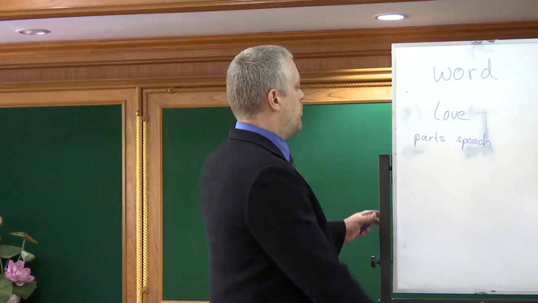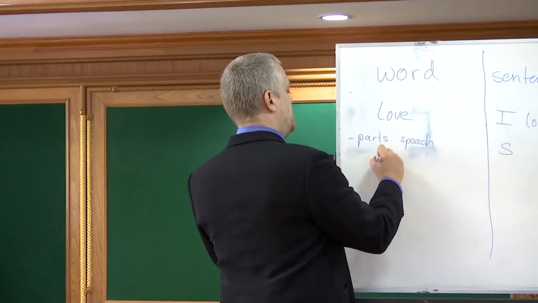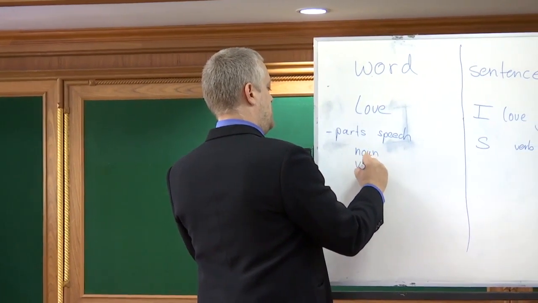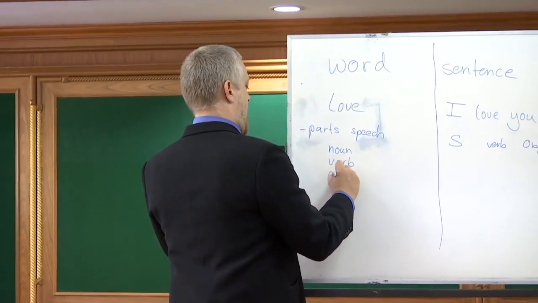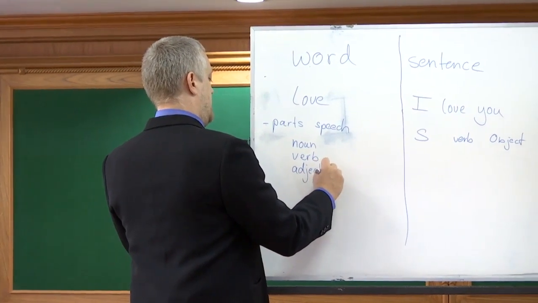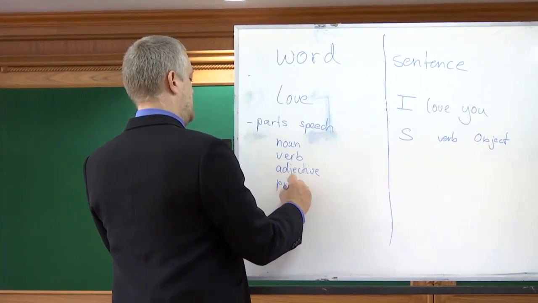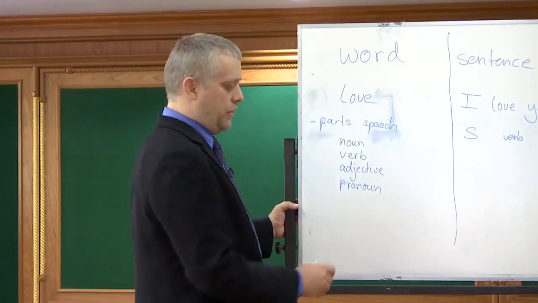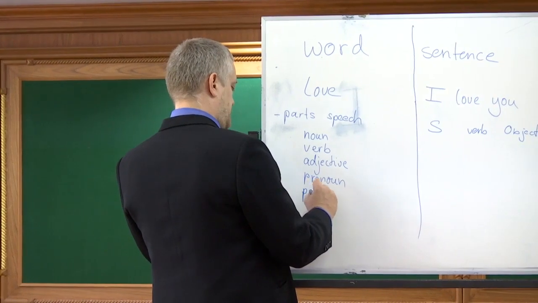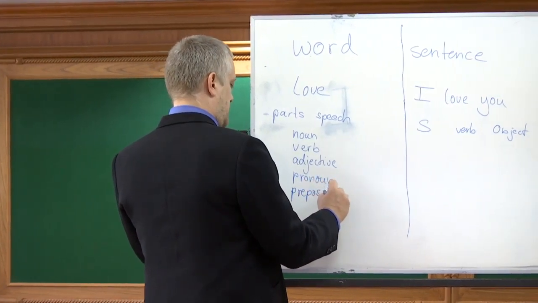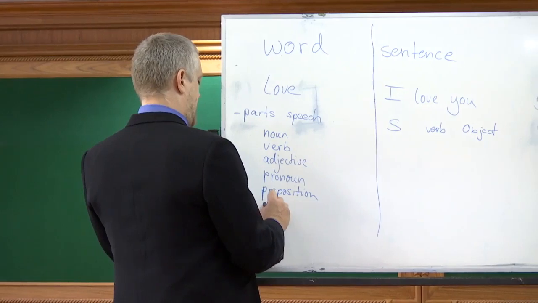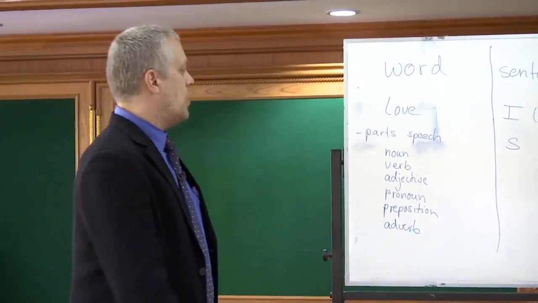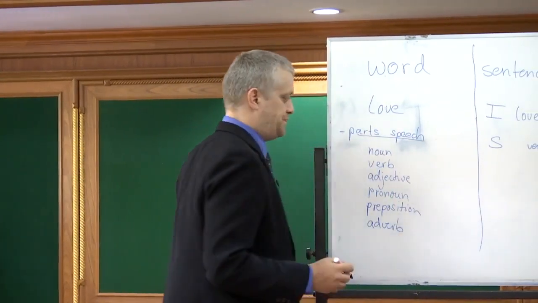One list is the parts of speech, which are namely noun. I should write them: noun, verb, adjective, pronoun, exclamation, determiner, preposition. Maybe I take the adverb there as well. These are all parts of speech.